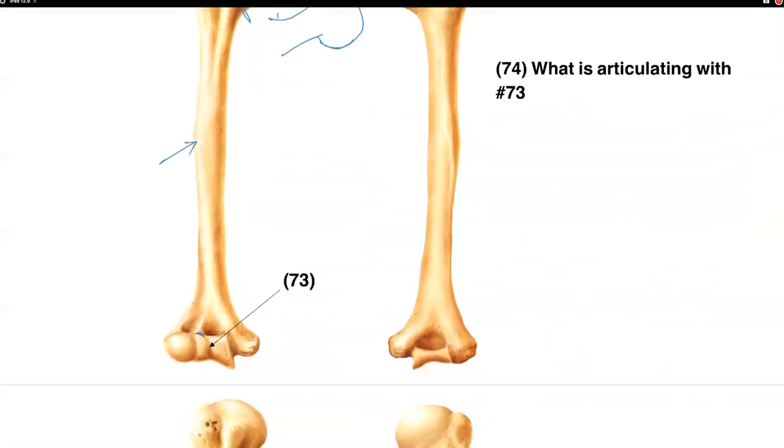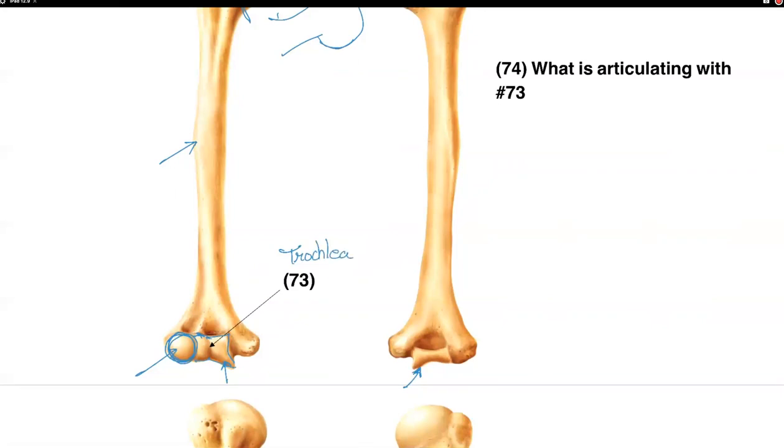Looking here at the lower end of the humerus, we can see two articular surfaces. If you remember, one is spherical, that looks like a head, and one is cylindrical in shape. The cylindrical one is the one that can be seen from a posterior view. The cylindrical articular surface in the distal end of the humerus is what we call the trochlea.